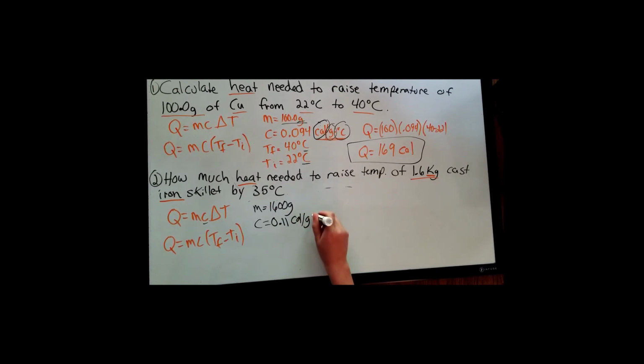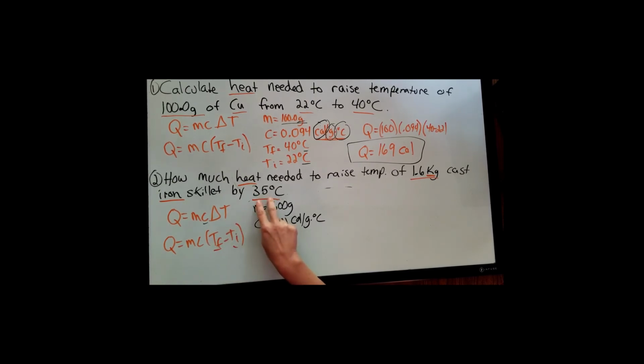Calories per gram times degrees Celsius. All right, well notice in this problem, they only gave us one temperature, 35 degrees Celsius. So they didn't give us a final and an initial. What did they give us then? Let's see. How much heat is needed to raise the temperature by 35 degrees? So this 35 degrees, while it's not a final or an initial temperature, is that whole delta T.